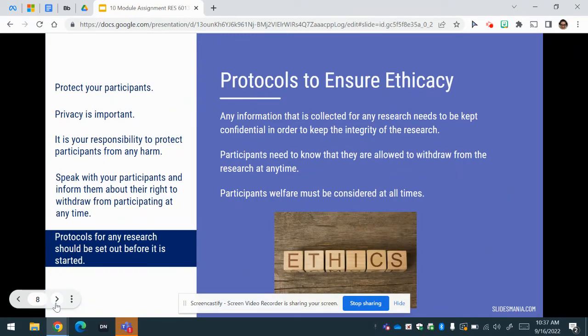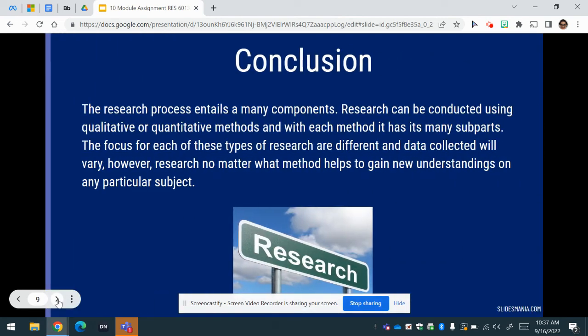So protocols to ensure efficacy. We want to always protect our participants. Privacy is very important. We don't want any information to get out that should not be out to the public. We want to make sure that our participants know that their information is being kept, and it's not being shared without their approval. And participants need to know that they can withdraw from the research at any time they want. We want them to feel safe and secure within this research.